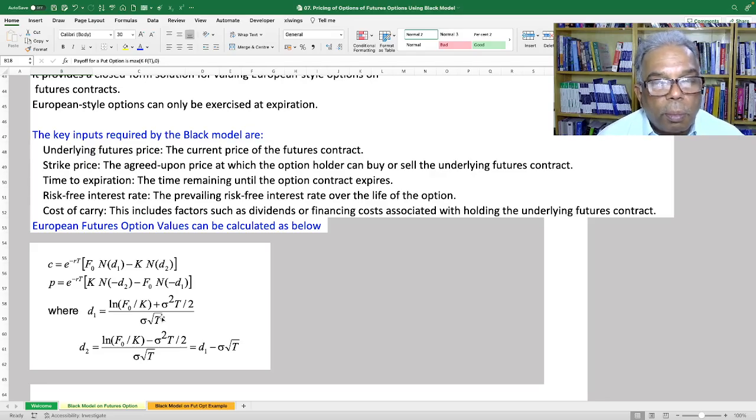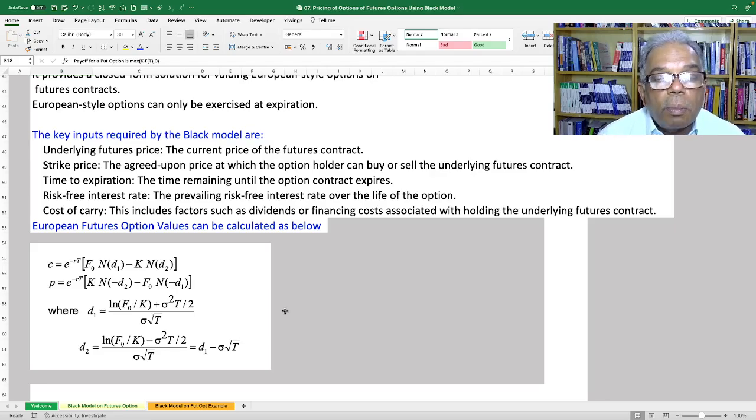What is the put option price? It is e^(-rT) times K N(-d2) minus F0 N(-d1). Here d1 is ln(F0/K) plus half the variance times time, divided by sigma times the square root of time. d2 is d1 minus sigma times the square root of time.